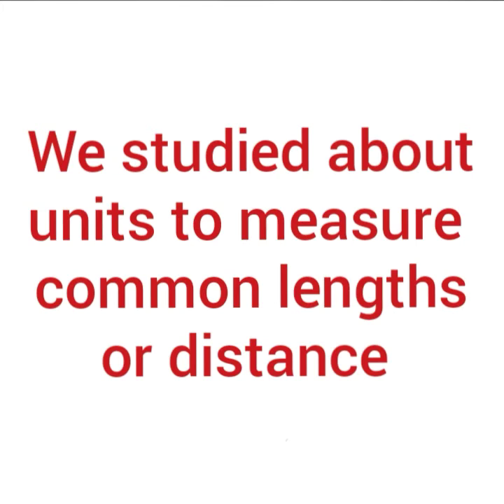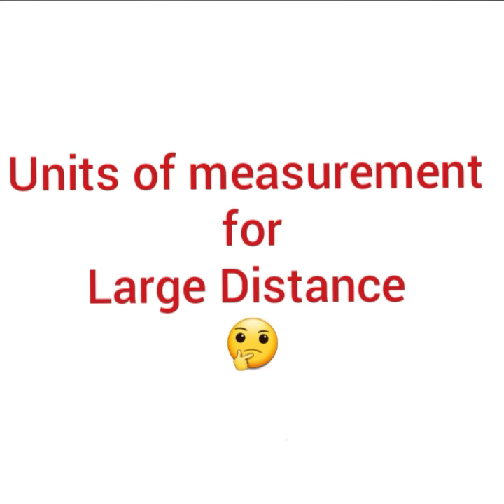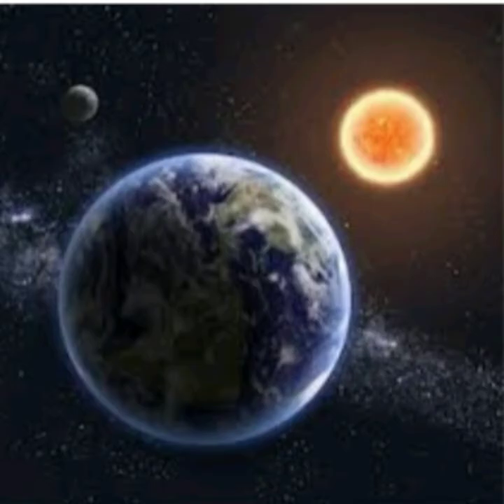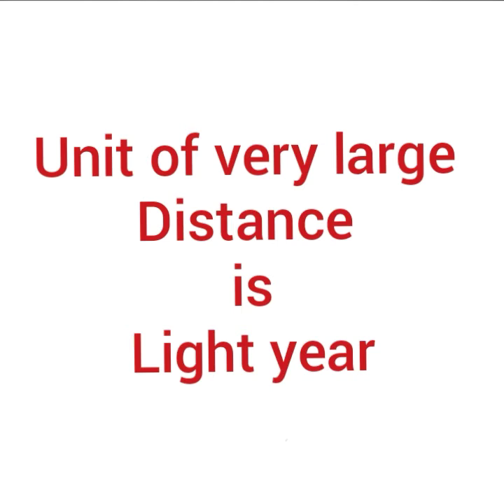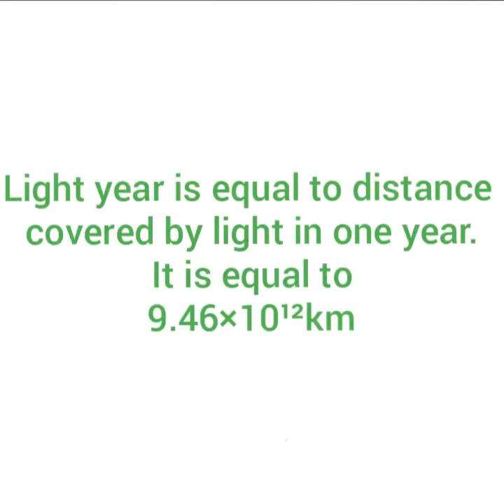Now let's see the unit to measure large distances, like the distance between stars and earth, or the distance between any heavenly bodies. This type of large distance is measured in terms of light year. So how much is 1 light year? 1 light year is equal to the distance covered by light in 1 year. It is equal to 9.46 into 10 to the power 12 kilometer.